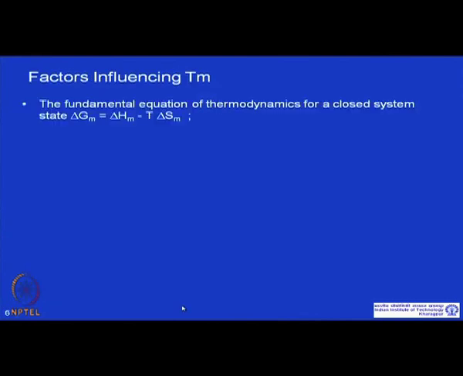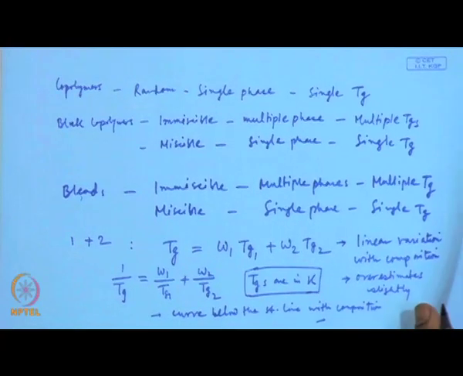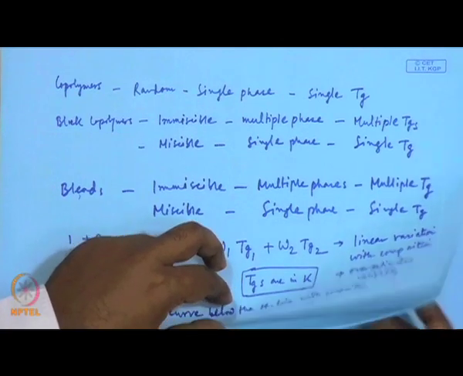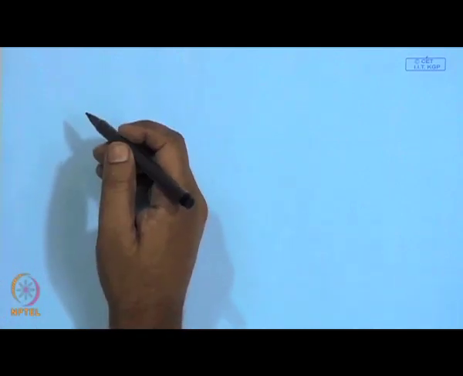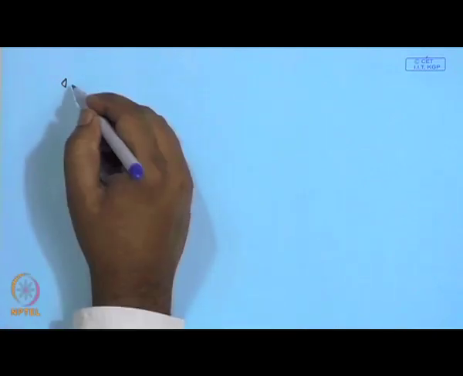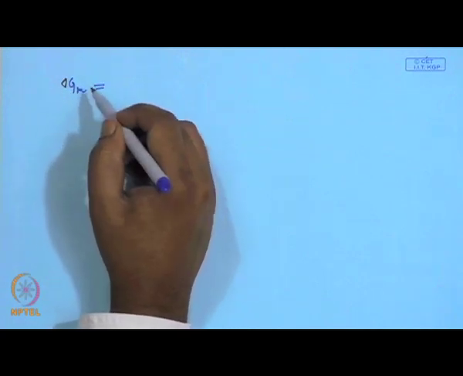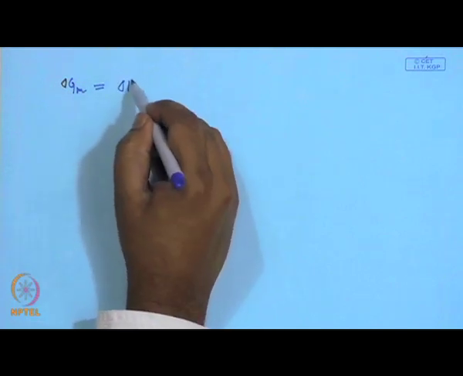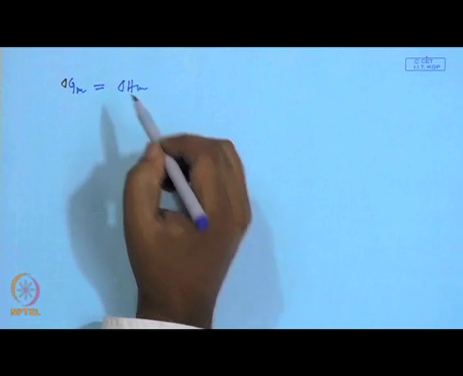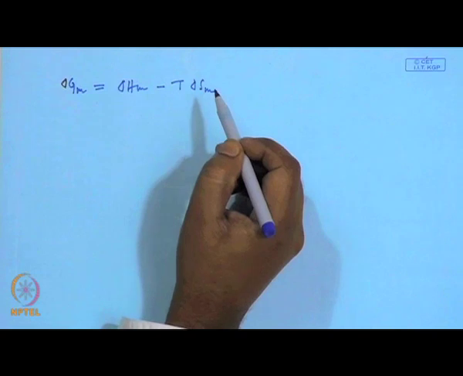So, what are the factors that influence the value of melting point or melting temperature? Let us think about the thermodynamics a little bit. We know that, if we consider delta G of melting, delta G of a process, we can write delta G m = delta H m - T delta S m.